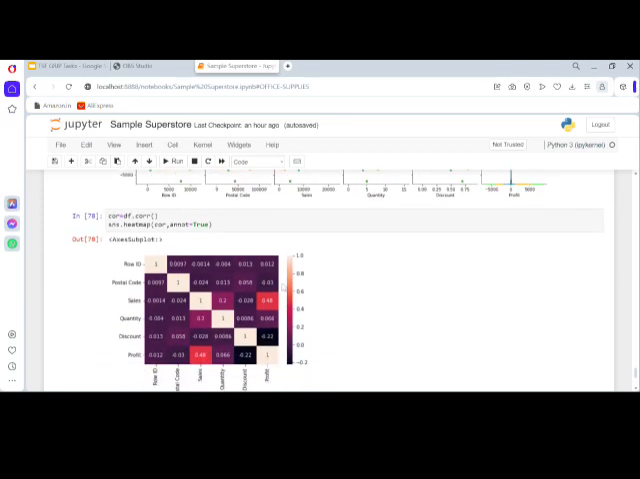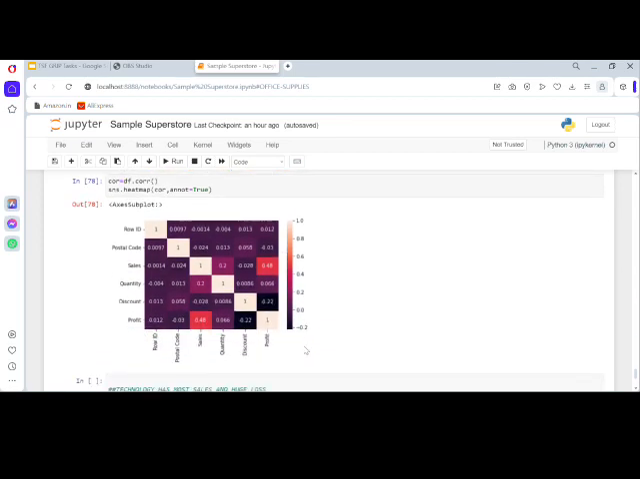Here we have a heat map. Heat map is also very important as it helps find the correlation. Due to correlation, we can find how much a particular column is dependent on the other. Like here, we can say quantity and profit. Quantity and profit has a correlation of 0.066.